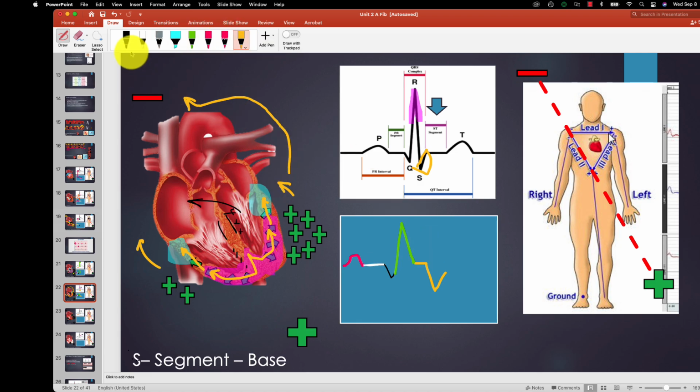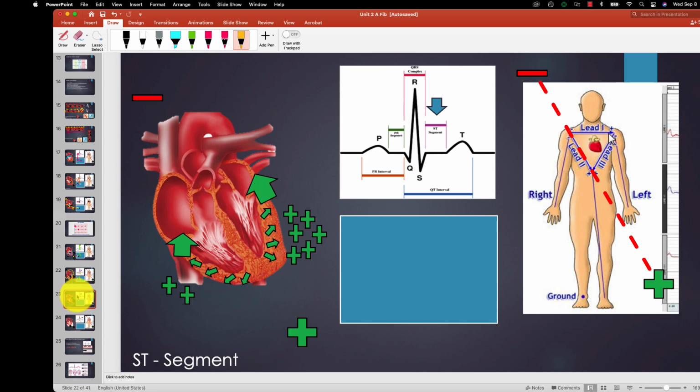And let me just clean this up a little bit so I don't confuse you with straight lines. When we get the base contraction, we see that positive movement is heading back up towards this electrode, which is going to give us a negative deflection. All right, so it should be making total sense by now.